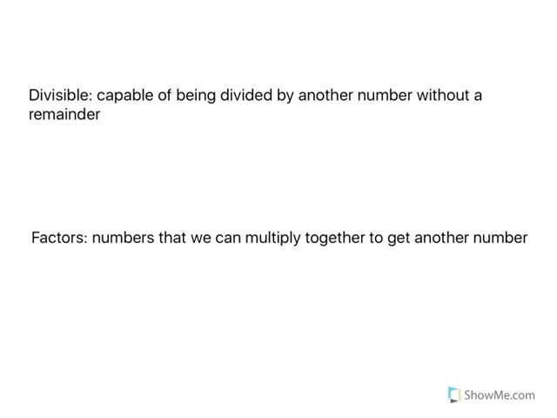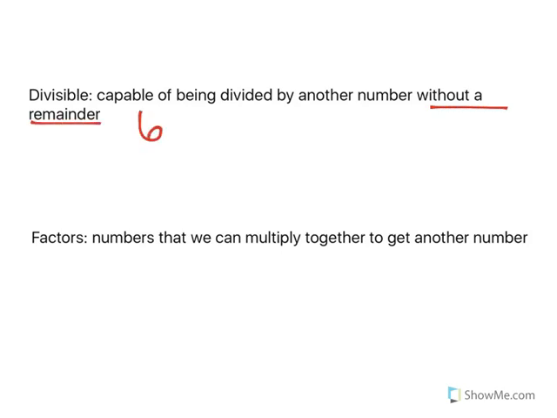Today we're going to be talking about divisibility. There are two definitions, vocabulary words for this section. The first one is divisible. What does it mean if a number is divisible? It means that it is capable of being divided by another number without a remainder. Okay, so it divides evenly.